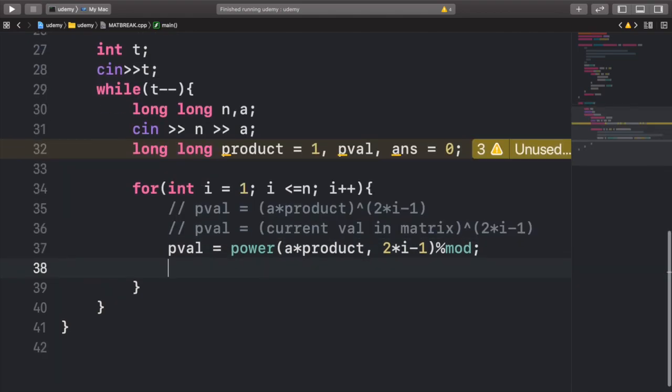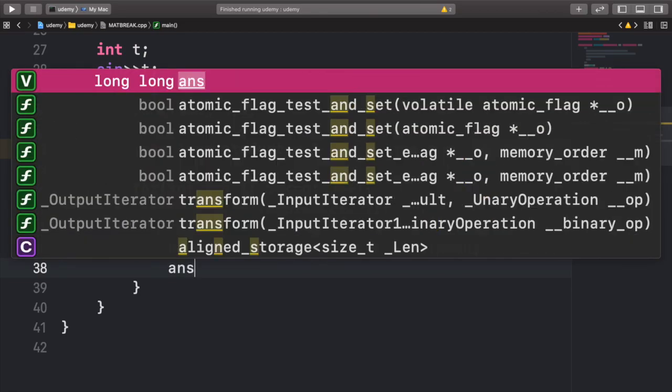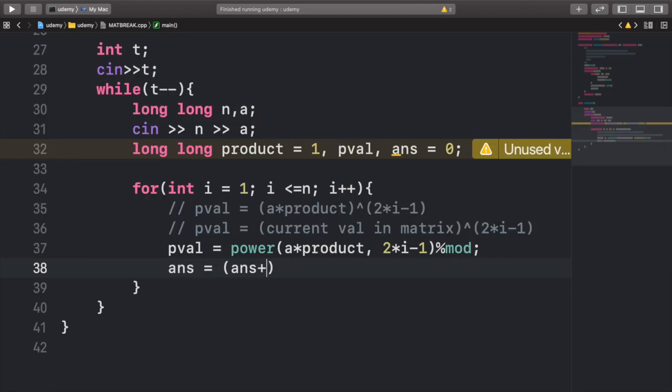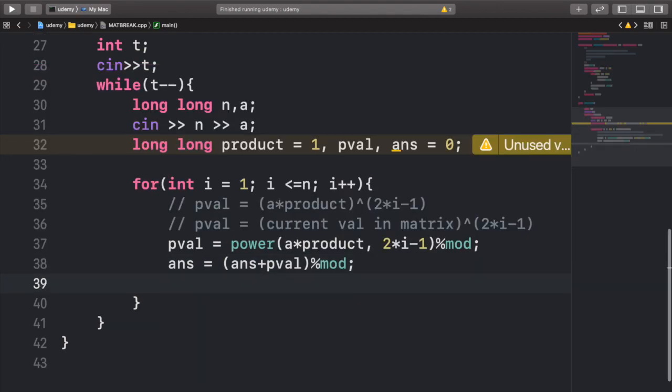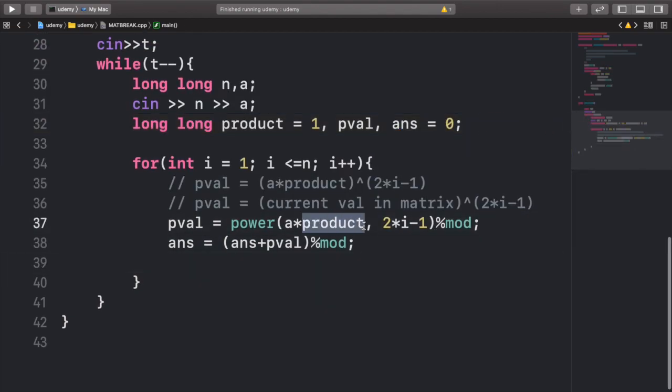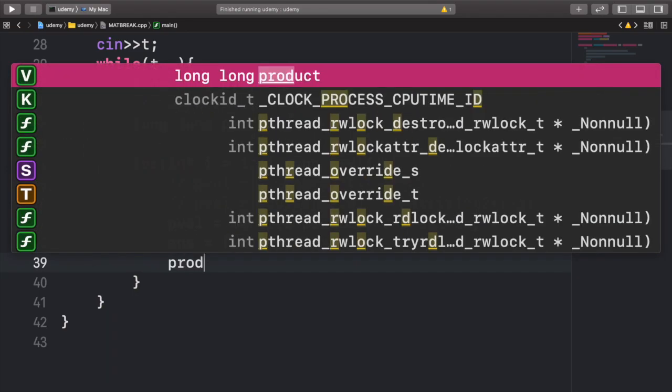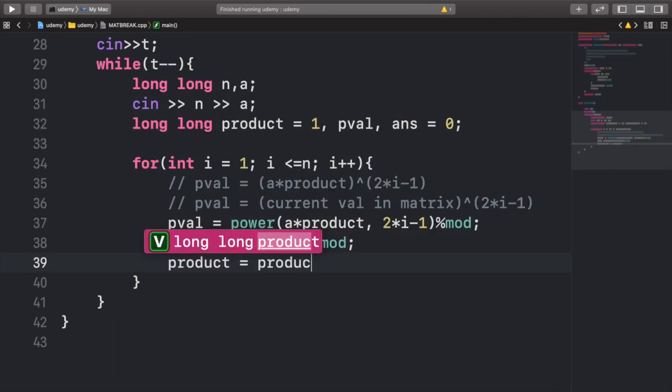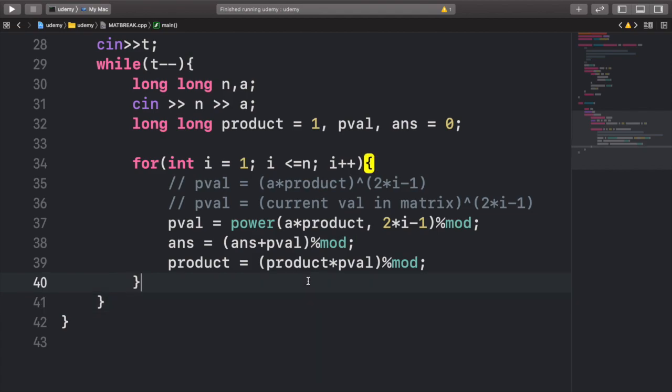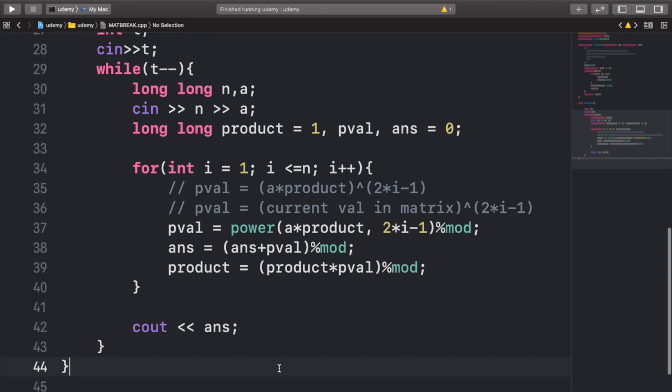And so the next thing we want to do is update answer. So answer is the sum of all of the p of I values. So we would just do ans is equal to ans plus p_val, and then we would mod this. And now we want to update the running product. And so that would just be product is equal to product times the current p_val, and then we would also take mod of this. And so at the end, we can just print out the answer. And so that's how you solve this problem.